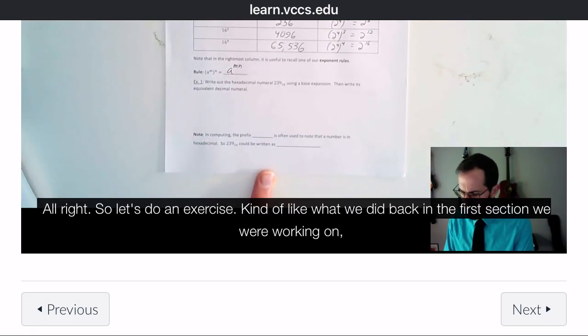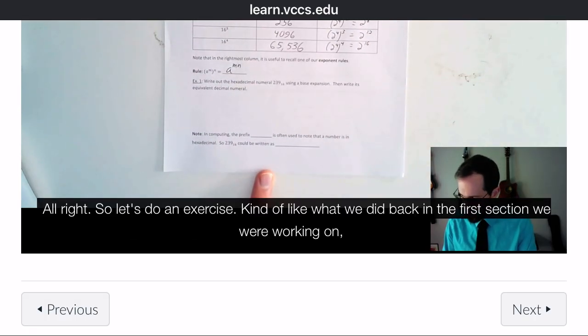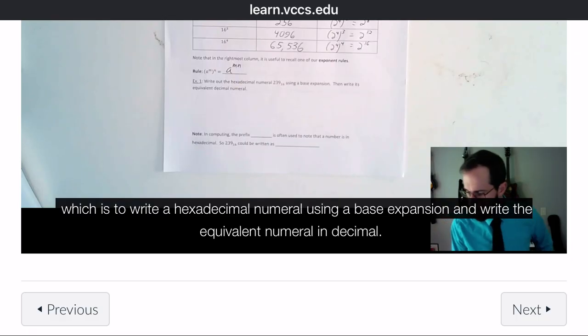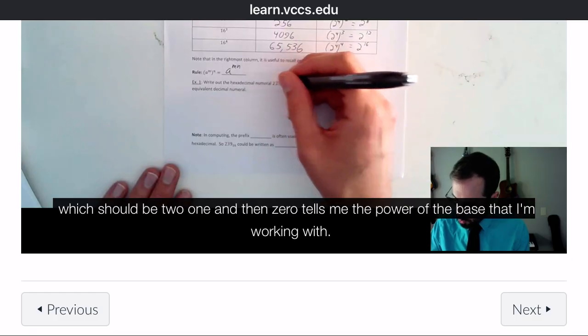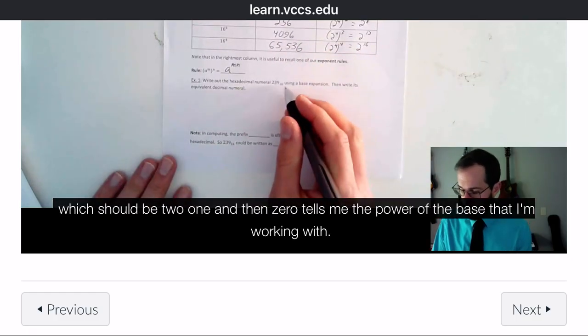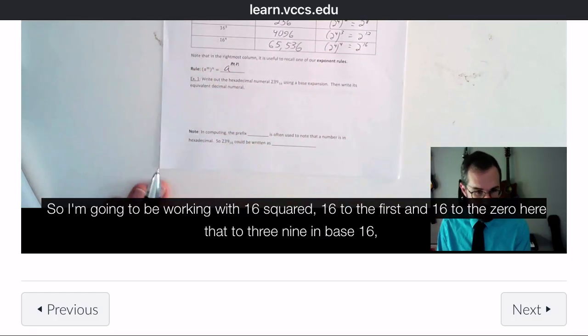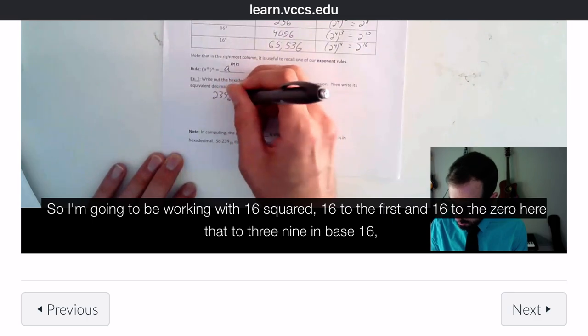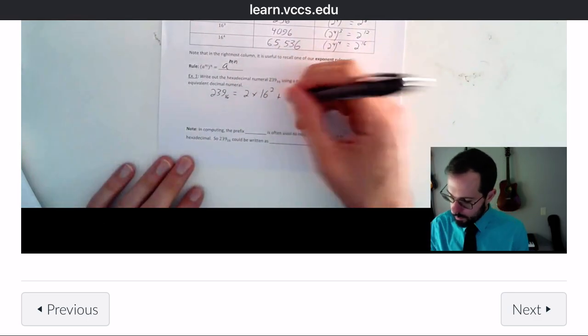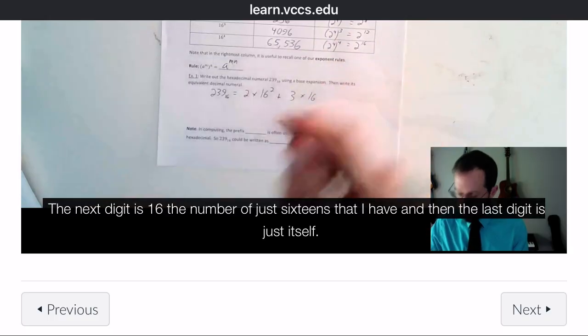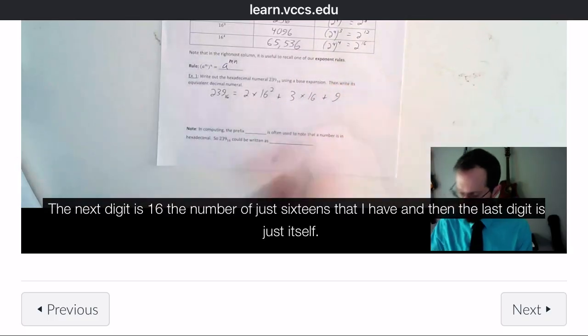All right, so let's do an exercise like what we did back in the first section, which is to write a hexadecimal numeral using a base expansion and write the equivalent numeral in decimal. So when I see 239 in base 16, remember that the indices, which would be 2, 1, and then 0, tell me the power of the base that I'm working with. So I'm going to be working with 16 squared, 16 to the 1st, and 16 to the 0 here. In that 239 in base 16, the first digit is being multiplied by 16 taken to the 2nd power. The next digit is the number of 16s that I have, and then the last digit is just itself, right?